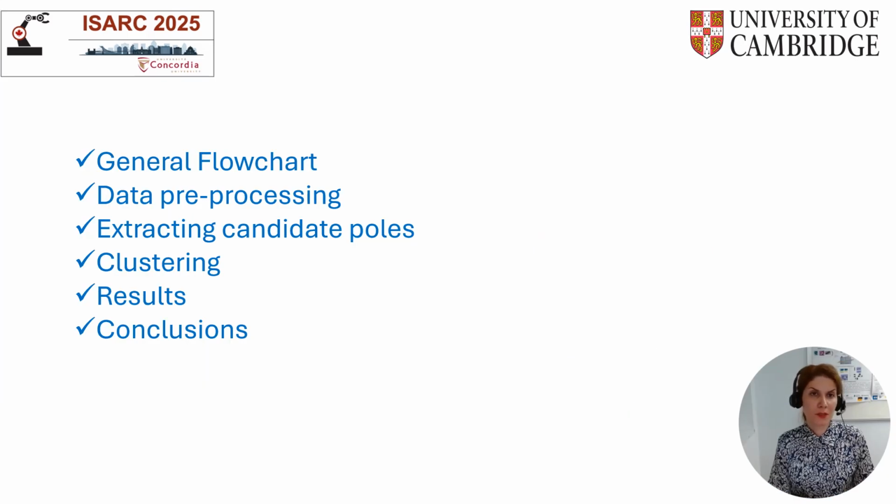This paper presents an innovative and computationally efficient algorithm for the extraction of pole-shaped objects from mobile laser scanning point clouds. The methodology addresses the computational challenges associated with large-scale point cloud processing through trajectory-based segmentation and ground point filtering. The paper covers the general flowchart, data preprocessing, extracting pole candidates, clustering results, and conclusions.